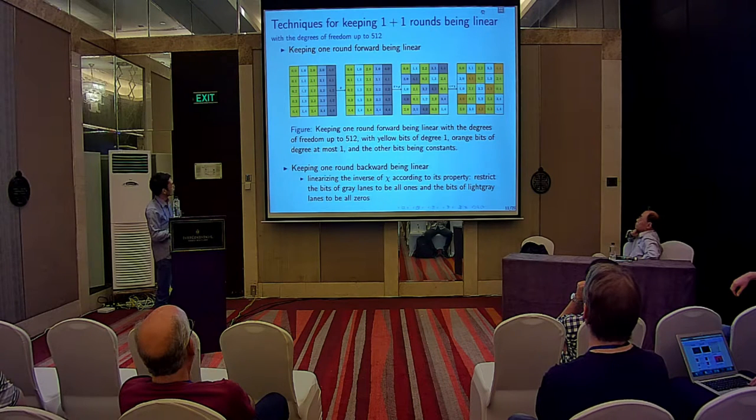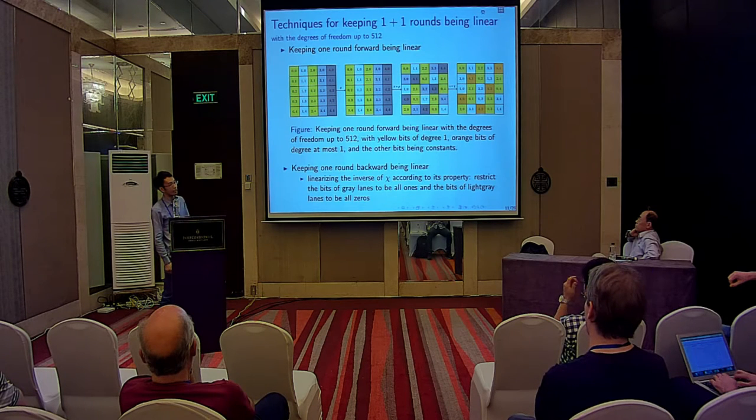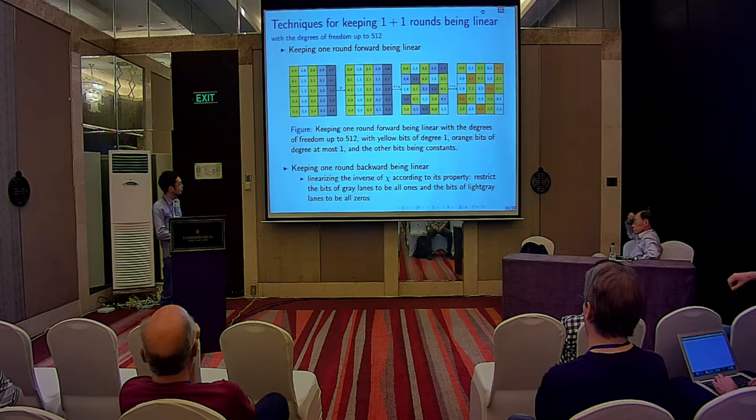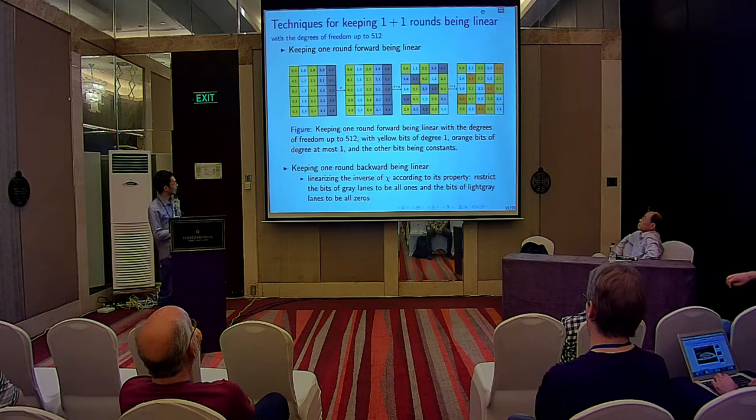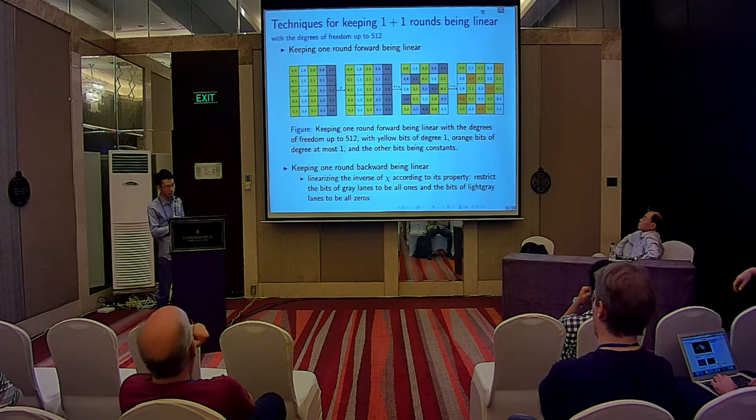So as shown in the picture, the first row of the picture: the last column is composed of b4, and the first column is composed of b3. We impose the gray part, the last column equal to all ones, and b3 all zeros. Then, if we invert this set, the inverse of chi would be linear on this set. So one round backward is still linear. So together with these two parts, we can keep one plus one rounds linear.